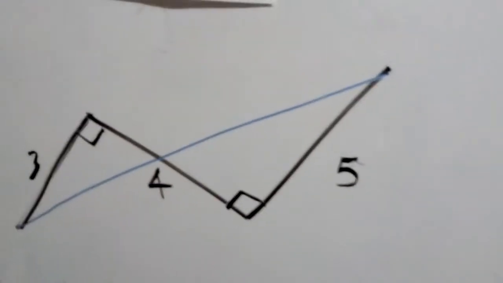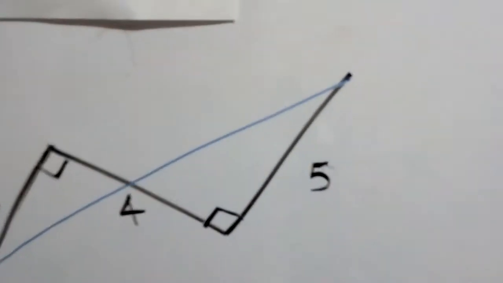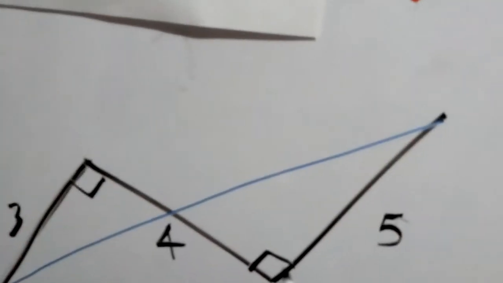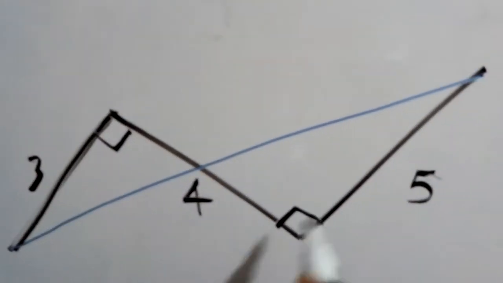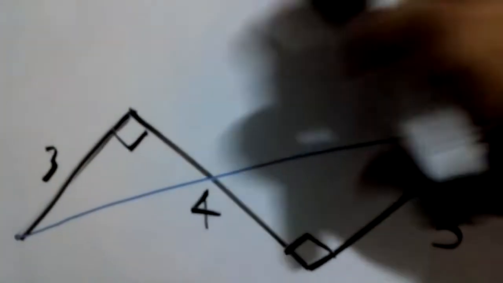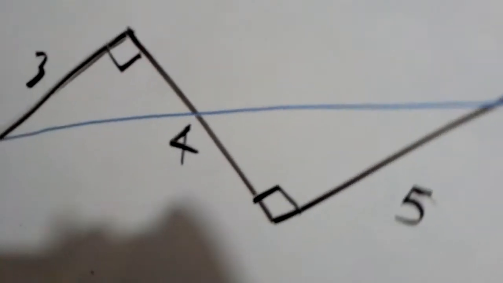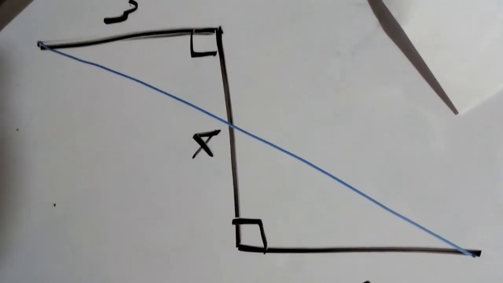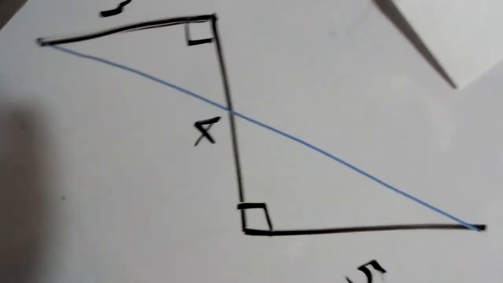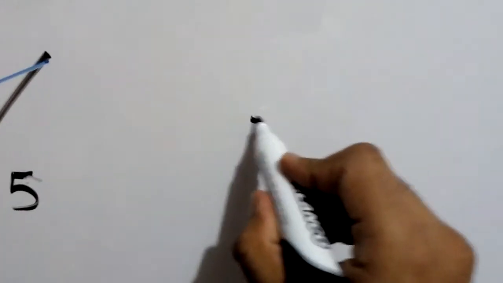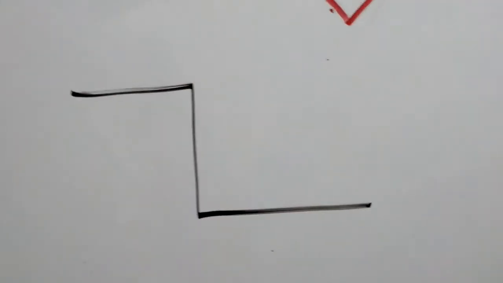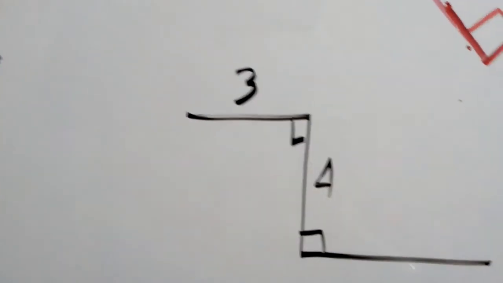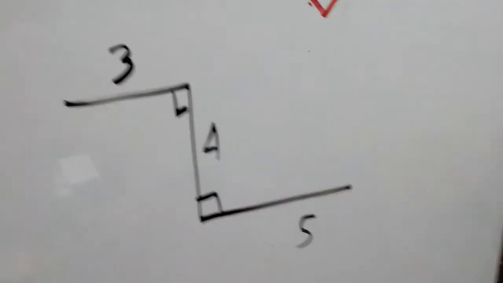To make this problem easier, let's turn the figure. We know that this angle is 90 degrees, this is 90 degrees. If we turn the figure, let me do it with the camera so you can see what I want you to see. They are parallel lines, and this is straight. So let's do it on the whiteboard. It's like this. This is 90, this is 90. This is 3, 4, and 5. And we want to find this side.